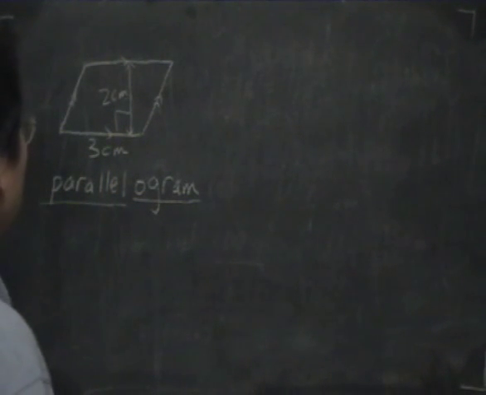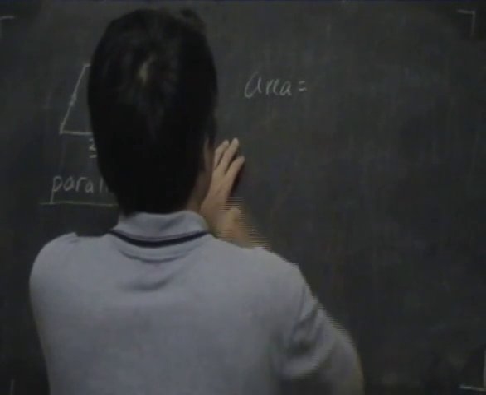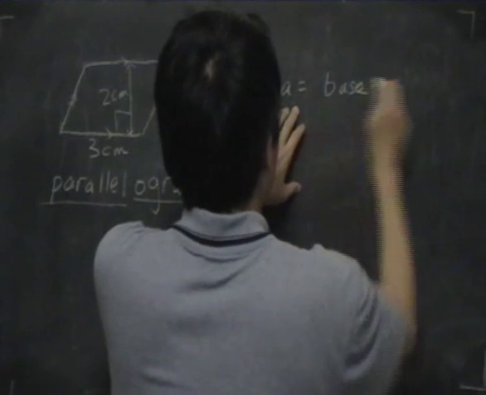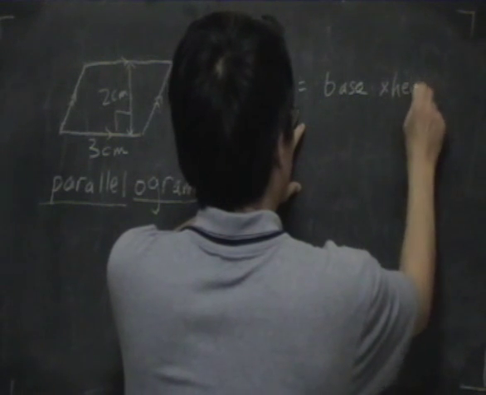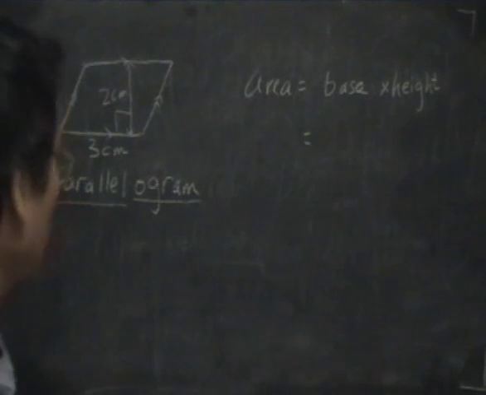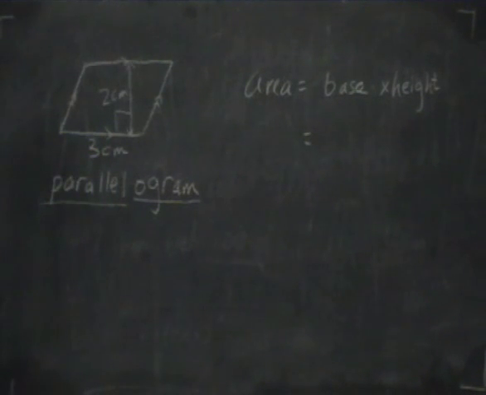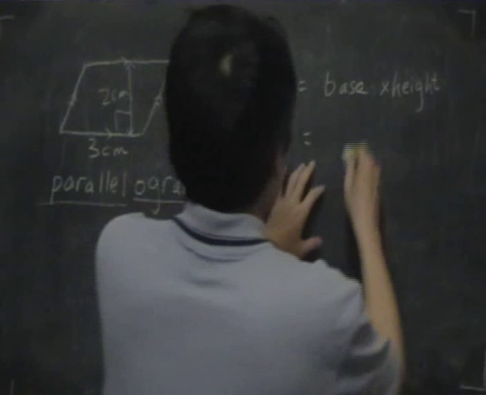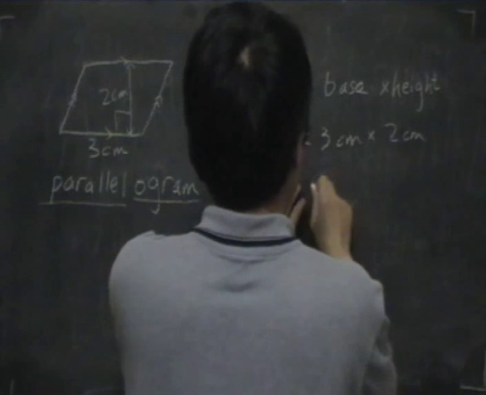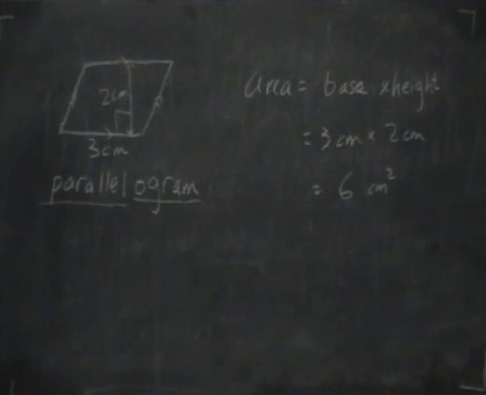Okay, and the formula is the same as for a triangle. Base times height. The area of a parallelogram is the base times the height. So in this case, just 3 times 2 centimeters. 3 cm times 2 cm equals 6 cm squared. That's the area.